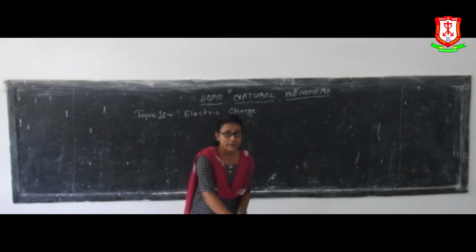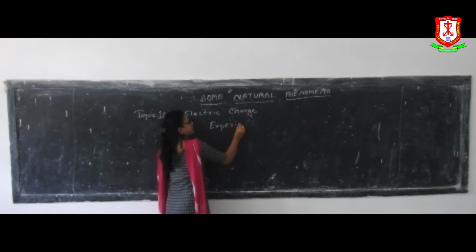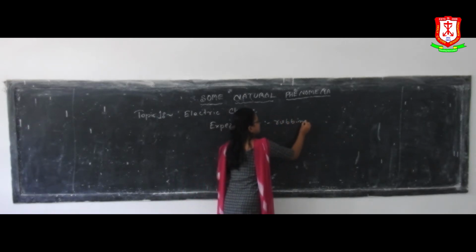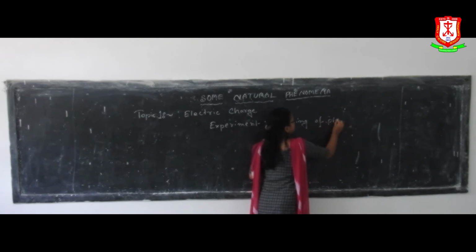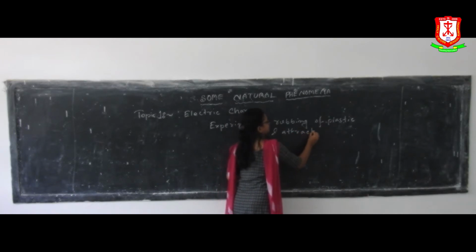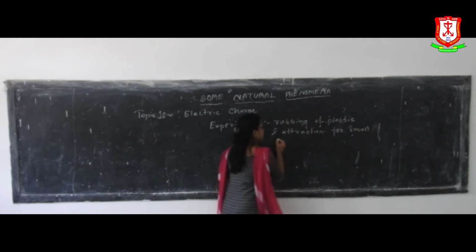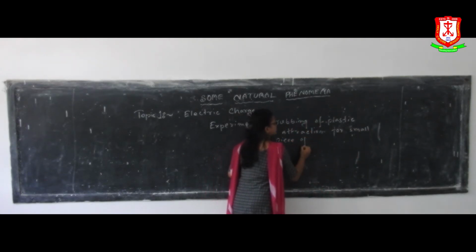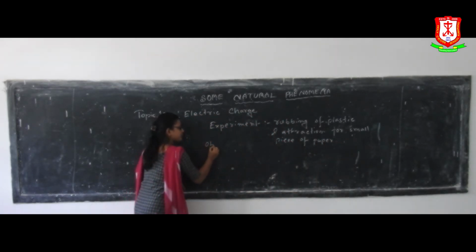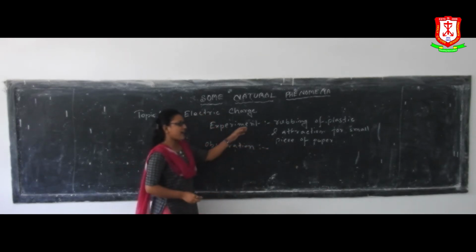Let me explain what happened here. So what is our experiment? The experiment is rubbing of plastic and attraction of small pieces of paper. Now let us discuss what observation we made. The observation is that plastic can attract the pieces of paper.